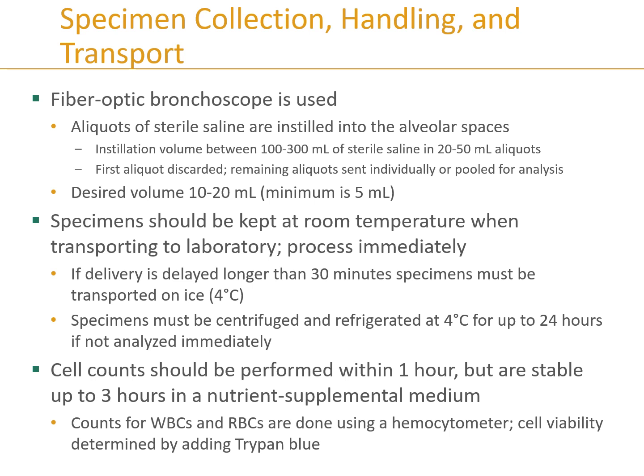Counts for the white blood cells and red blood cells are done using the hemocytometer, just like we do pretty much all of our other body fluids. Then the cell viability can be determined by adding special dyes like trypan blue. I don't know that many labs add dye to help with the visibility of those cells when they're doing a hemocytometer count, but some labs may still use those.